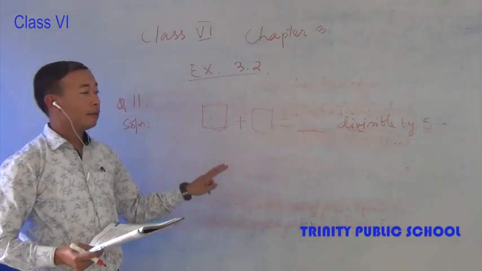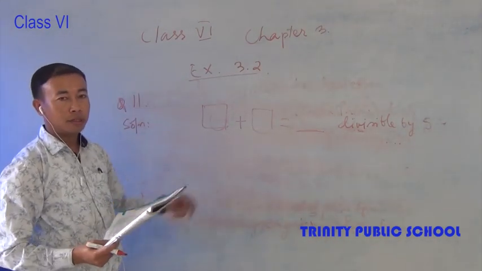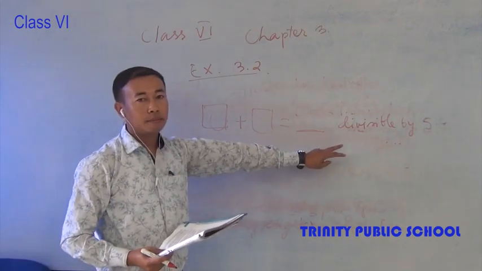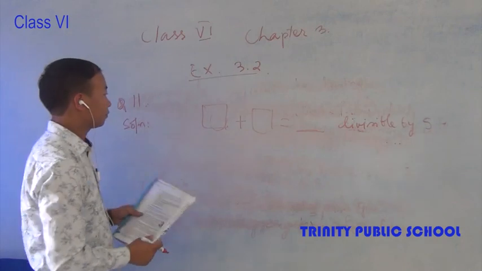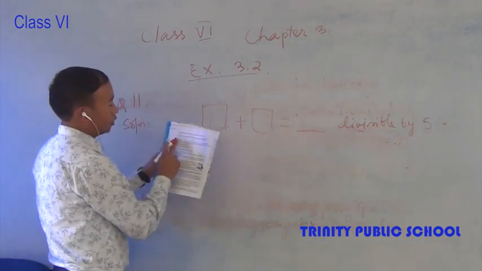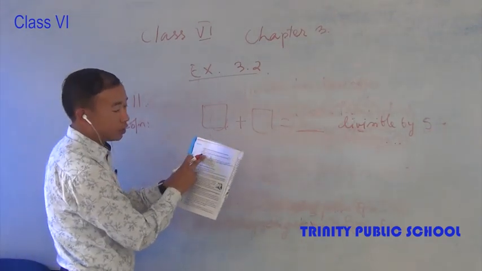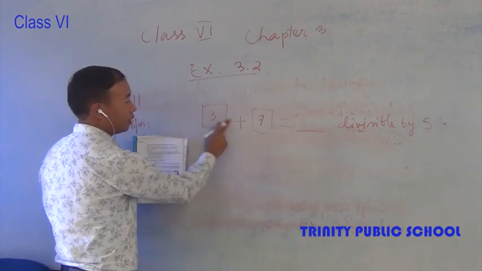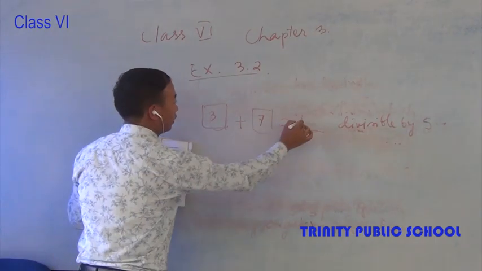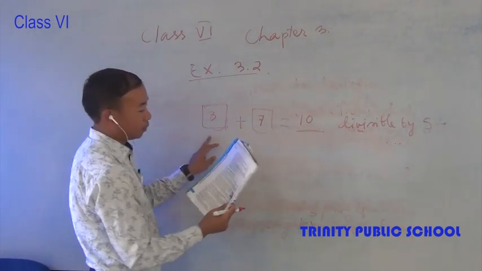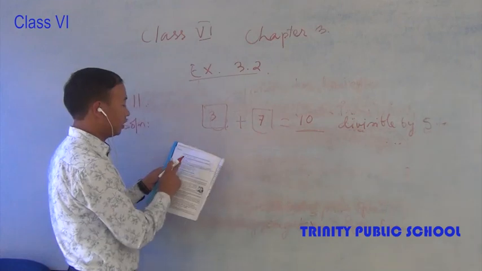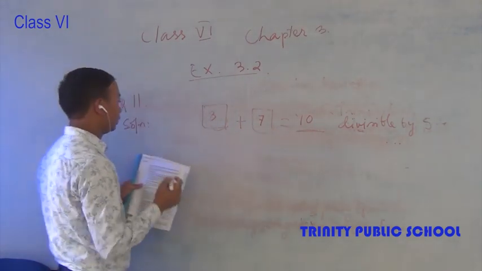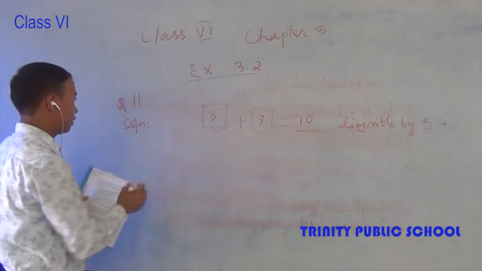You have to choose any prime numbers less than 20, but the sum will be divisible by 5. The textbook gives an example: 3 plus 7. 3 is a prime number, 7 is a prime number. What is the sum? 10. The book gives an example as a hint. 3 plus 7 equal to 10, which is divisible by 5, right? So we have to take other pairs.